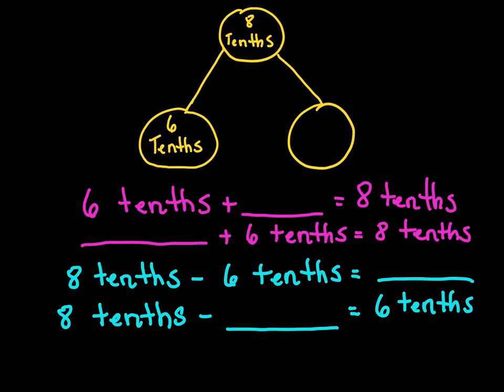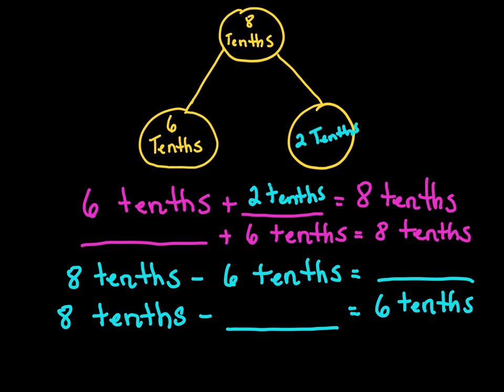Next one, we have 8 tenths. And we're showing that there's 6 tenths, but we don't know the missing side of this number bond. Well, 6 plus what gives us 8? And we could say it would be 2 tenths. 2 tenths plus 6 tenths is equal to 8 tenths. So we're going to write 2 tenths in the number bond.